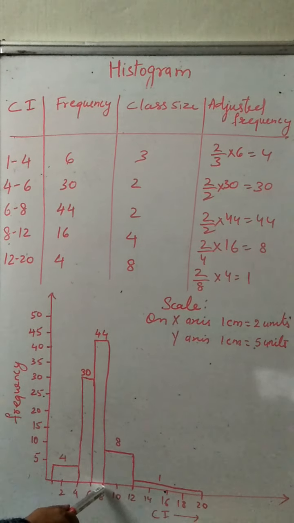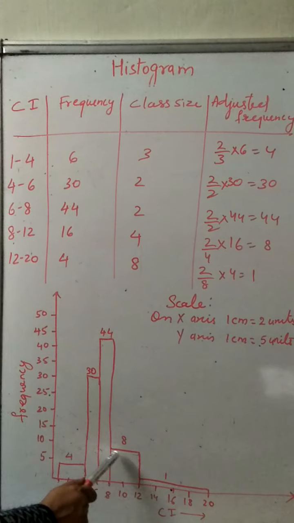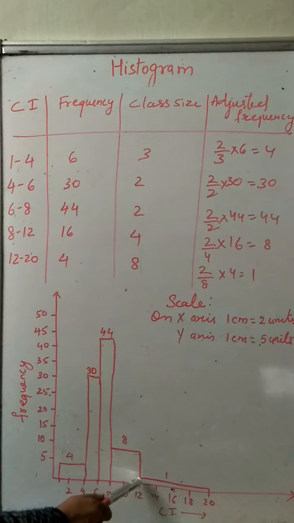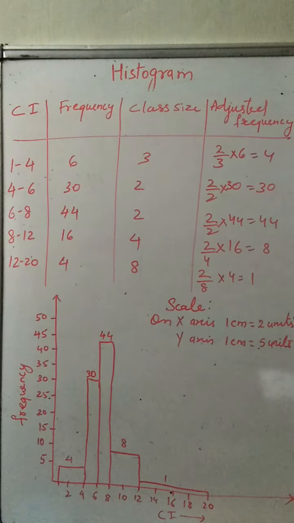So 8 to 12 means here is 8 and here is 12. So like this you have to mark, and the frequency is 8, so here, that is less than 10. The next is from 12 to 20, adjusted frequency is 1.